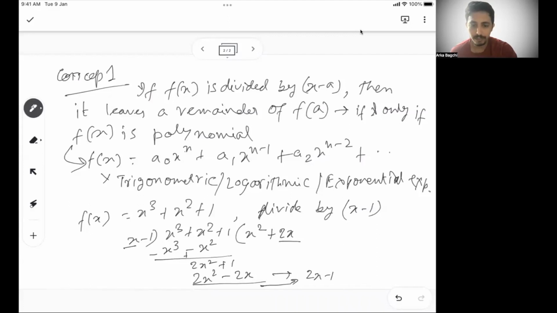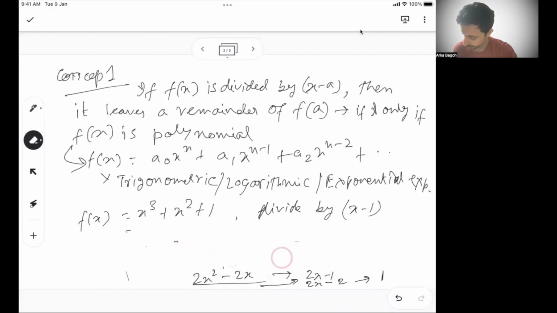Now with 2x minus 1, if I multiply this with 2, I'll get 2x here and minus 2 here. Let me do it in a proper way so it's in one place and you don't get confused. So let's say I want to divide this. Okay, let's go to the next page.